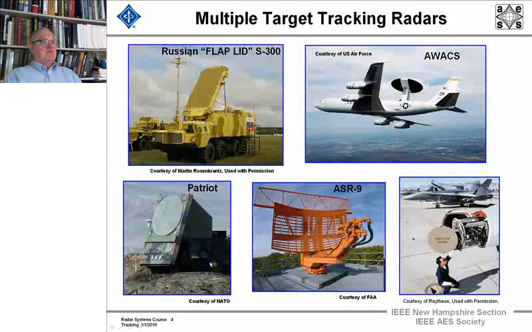So now let's move on to the introduction. And as I always like to show you, multiple target tracking radars, these all do that. Here's the Russian Flap Lid radar. It's the S-300. It's a lens array. Back here is a horn, and there are ferrite phase shifters in this face. And this was taken by Martin Rosenkranz. I believe he's an Austrian.